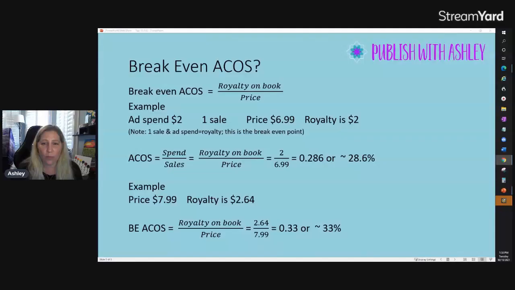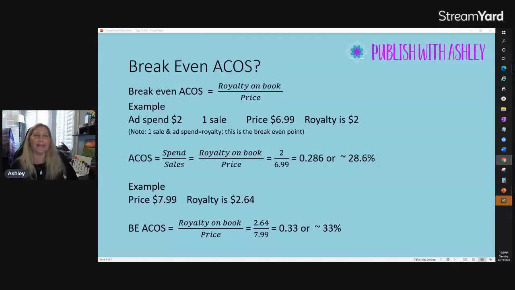Okay, so now the next thing we want to do, and this is about math. I know you're all so excited about math, but I am going to share my screen with you. We're going to talk about break-even ACoS.